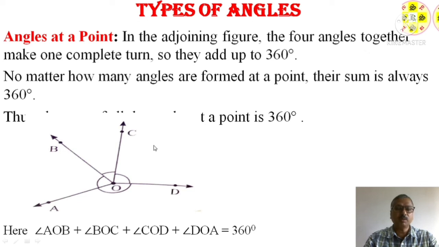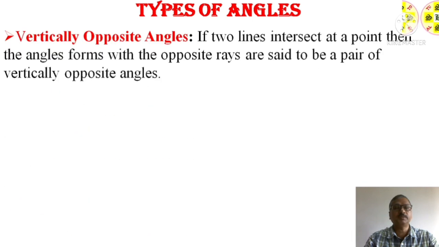There may be more rays, so the number of angles may be more, but the sum is 360 degrees. This is the angle at a point. The number is not fixed; it may be 3, 4, or 10 angles, but the sum of all the angles should be 360 degrees.